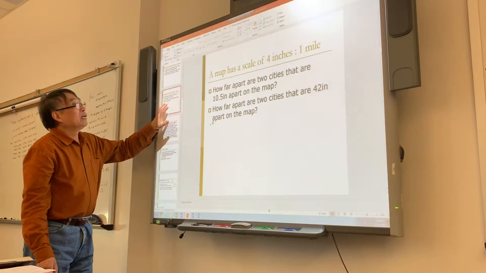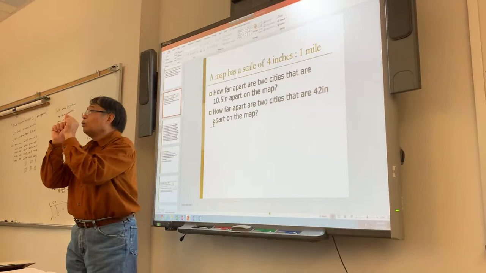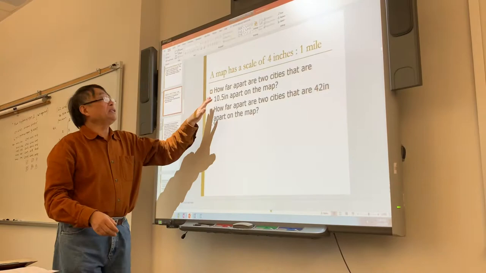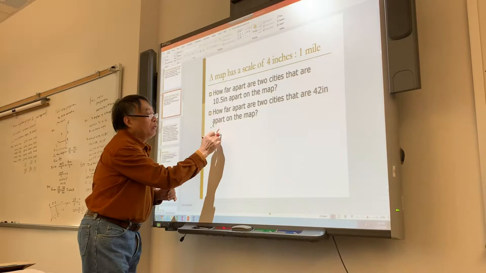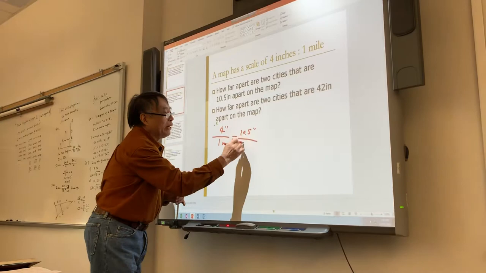A map has a scale of 4 inches for 1 mile, meaning 4 inches on the map stands for 1 mile. So first question, how far apart are two cities that are 10.5 inches apart? How to solve? 4 inches for 1 mile equals 10.5 inches for X miles. Do you understand me, please?